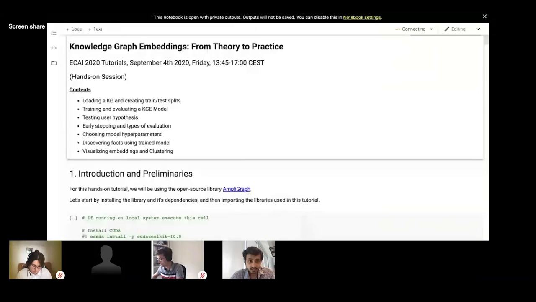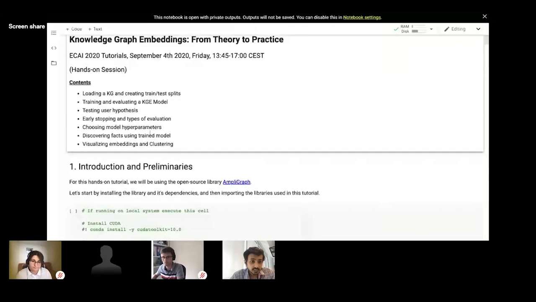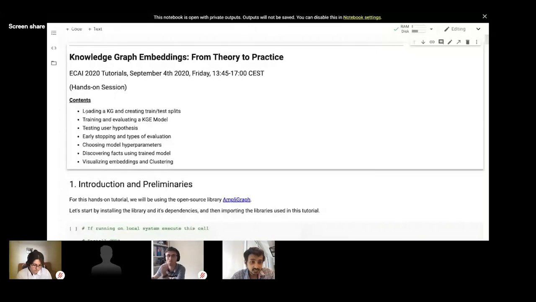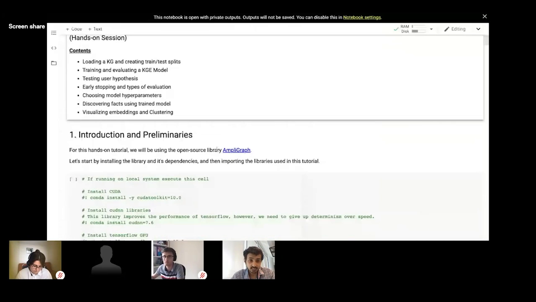So let's start with the hands-on session. Initially, I'll show you how to train some models using knowledge graph embeddings. I'll walk you through a small knowledge graph, and show you how you can evaluate these kinds of models. Later, Nick will show you some downstream tasks that you can do with knowledge graph embedding models. For this tutorial, we'll be using an open source library called AmpliGraph, developed by Accenture.